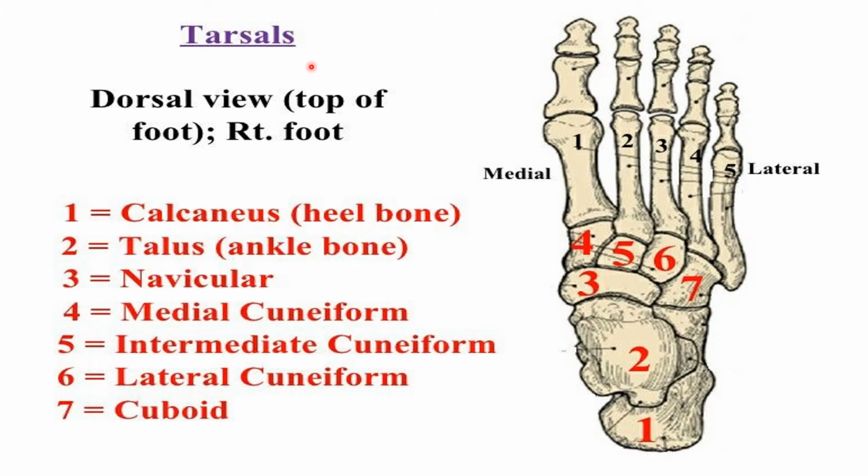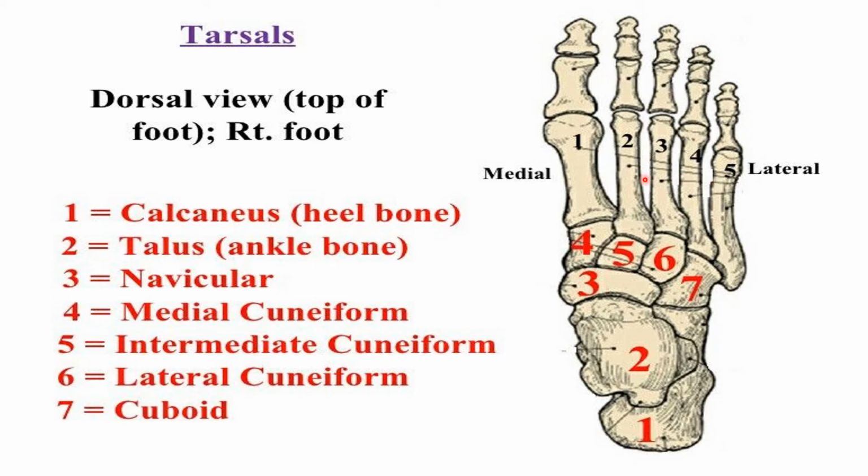Let us discuss the tarsal bones. The skeleton of the foot, if you see from above, or the dorsal aspect of the foot, consists of tarsal bones in the posterior half. The tarsal bones are 7 in number, and the anterior part of the foot is made up of 5 metatarsal bones. 1, 2, 3, 4, 5 metatarsals.